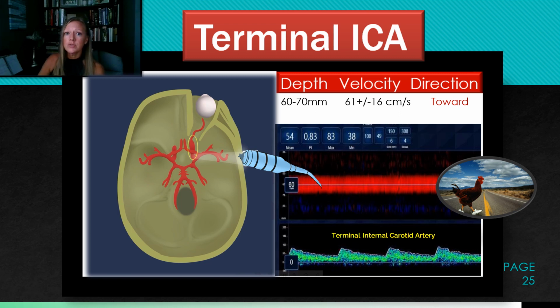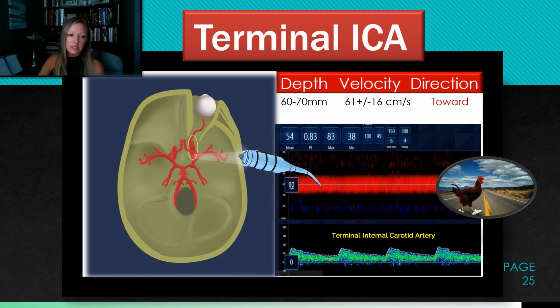A lot of times when you see the terminal ICA, you see it as it appears here. It is almost by itself. You're angling inferiorly and you're getting that red band, and you can idealize it as the red rooster in the middle of the road. This can help you remember what your terminal ICA will look like frequently in your M mode.